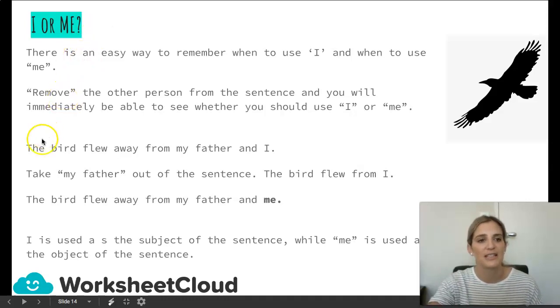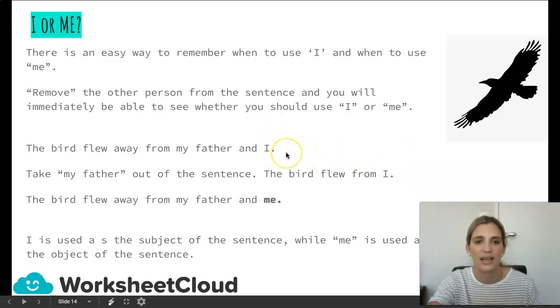So let's look at the sentence. The bird flew away from my father and I. Now we want to determine if this sentence is correct. So how do I know if I is right? As I said, you remove the other person. So you can cross out my father, just to find out if it's I. Then we read the sentence. The bird flew away from I. That's wrong. The bird can't fly away from I. The bird flew away from me. That's how we find out if it's I. So this sentence is incorrect.